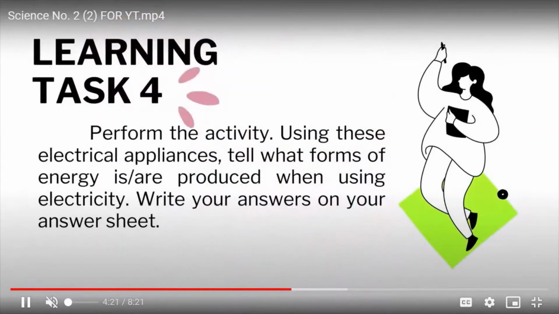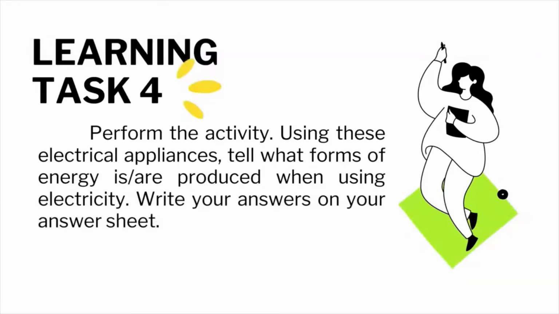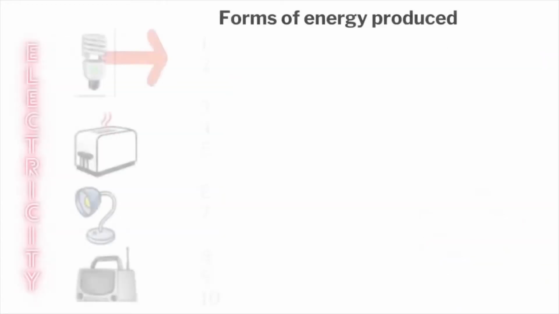Learning task 4. In this task, you're going to perform the activity. Using these electrical appliances, tell what forms of energy is or are produced when using electricity. Write your answers on your answer sheet now. Let's go for learning task 4.